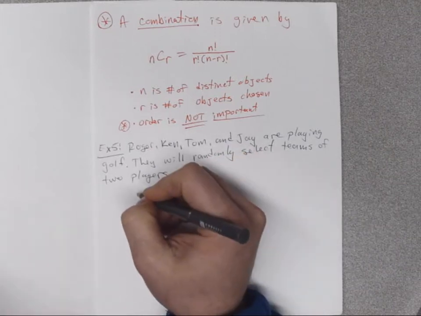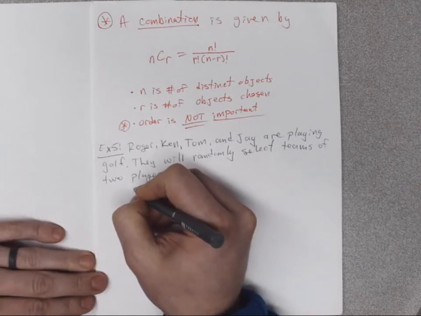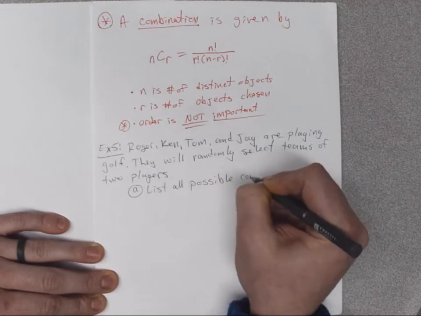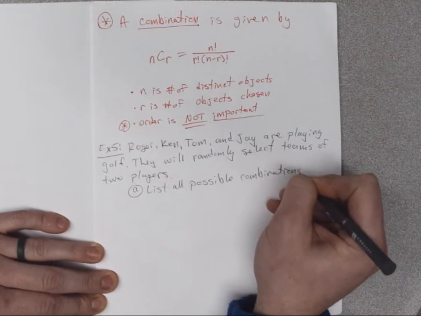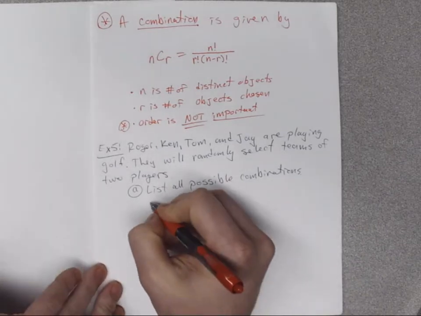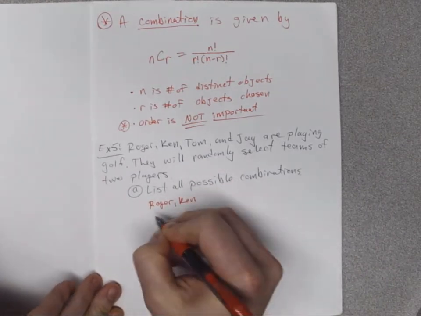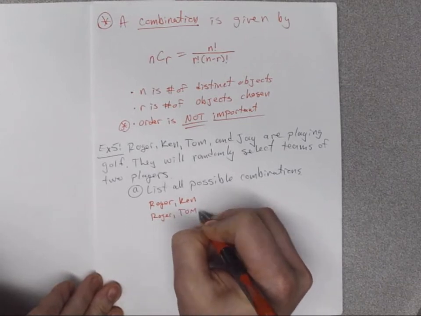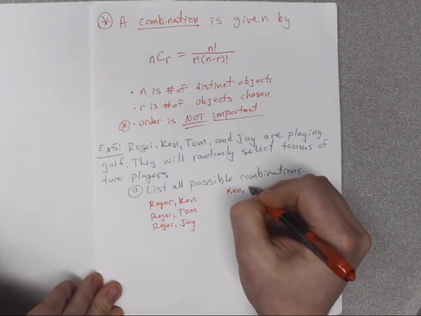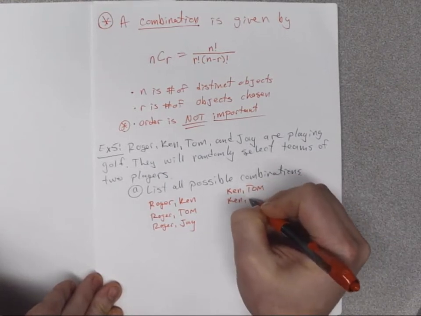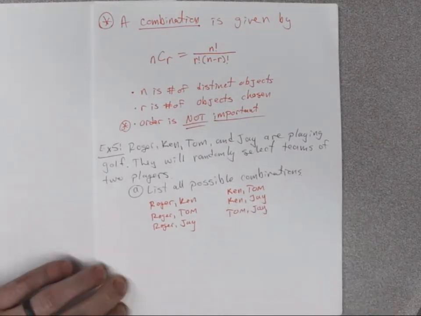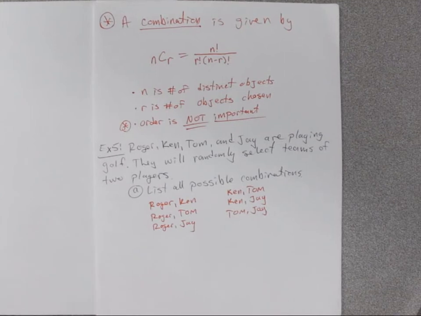So let's do 2 things here. Let's do part A. List all possible combinations. So here, this is what we've done in the past. I just want to write them out, and then in a minute we'll get to the formula. So here we can have Roger play with Ken. Roger can play with Tom, and Roger can play with Jay. And then Ken can play with Tom, Ken with Jay, and then we can have Tom with Jay. So those are our 6 options here. These are the only possible combinations for the teams to play.